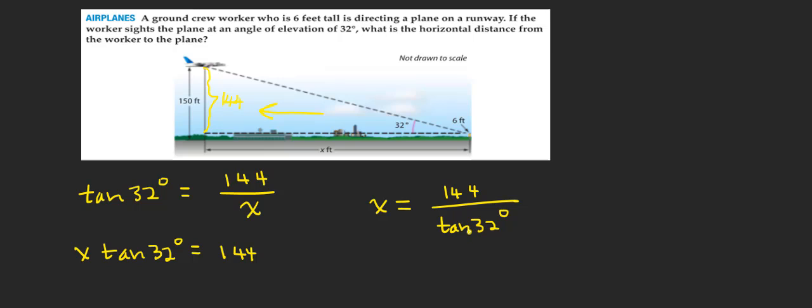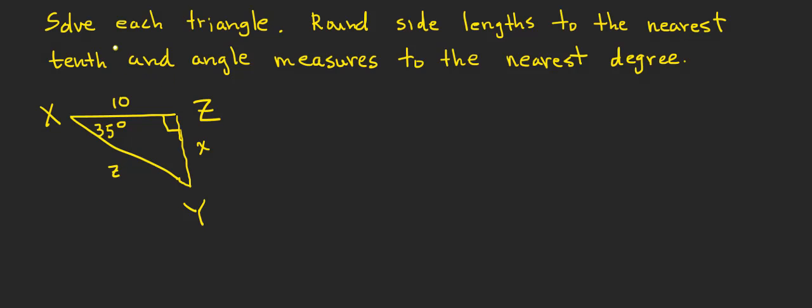And now we need the help of a calculator to evaluate this. And you will get approximately 230.4. So the horizontal distance is approximately 230.4 feet. It says solve each triangle. When they say solve each triangle, they want you to find the side of the triangle and the measure of the angle that's missing. It says round side lengths to the nearest tenth and angle measures to the nearest degree.